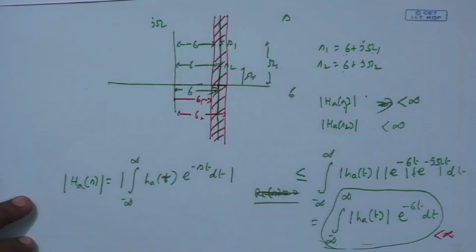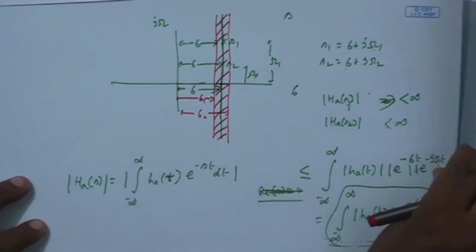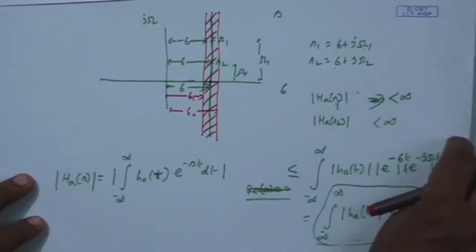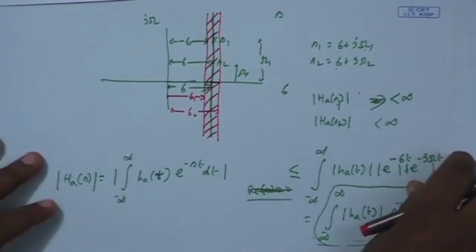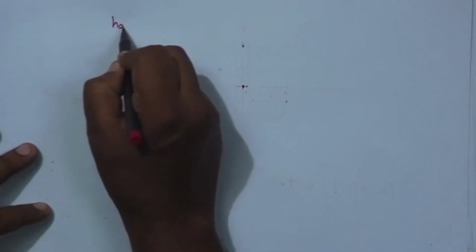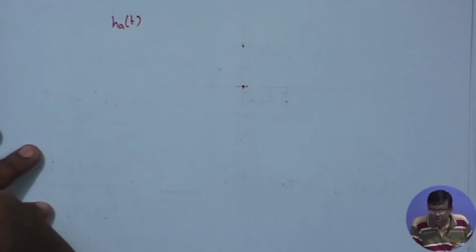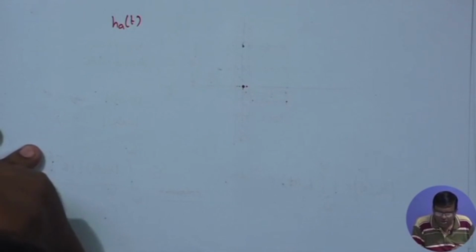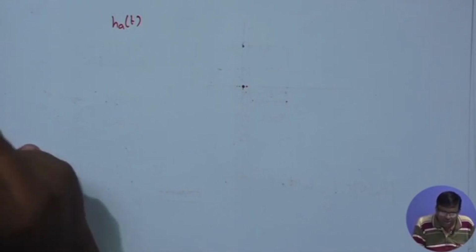Okay. Now, suppose there is a signal, not sequence, signal, say x of t, suppose there is an impulse response h of t. I want it to be causal and stable.